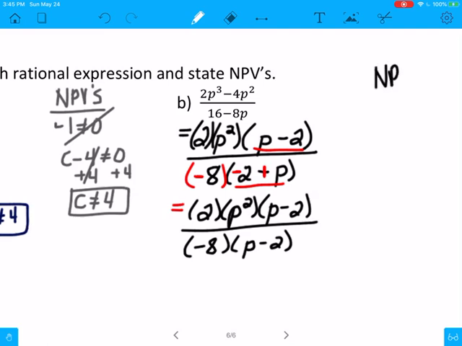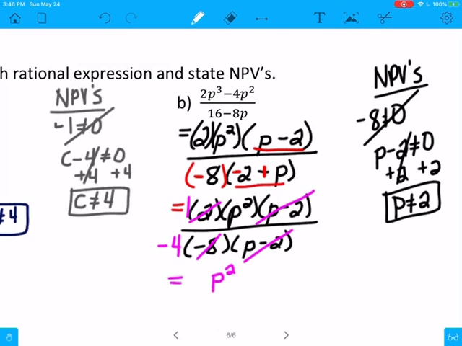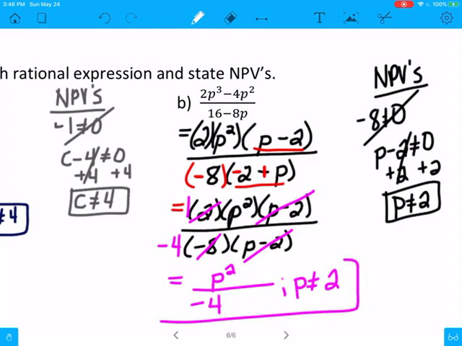State my NPVs. Negative 8 cannot equal 0, which is true, but not an NPV. p minus 2 cannot equal 0. Add the 2. p cannot equal 2. Cancel off the p minus 2's. p squared has to stay. I can take a 2 out of each of these. So this gets me a 1. This gets me a negative 4. So I'm left with p squared over negative 4. Don't know why I made that line so big, sorry. And then p cannot equal 2.